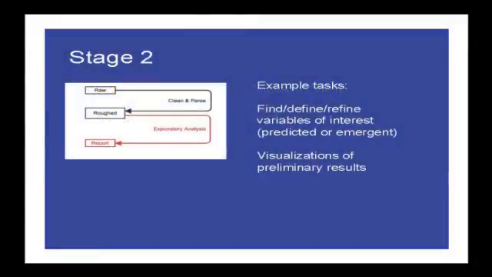Okay, going on to stage 2. This is going to be a little bit more familiar, probably, or at least more common. So, example tasks: finding, defining, and refining what our variables of interest are, whether they're predicted ones that we went in looking for because we're trying to test theory, or whether they're emergent ones that we end up finding. And of course, visualization of preliminary results.